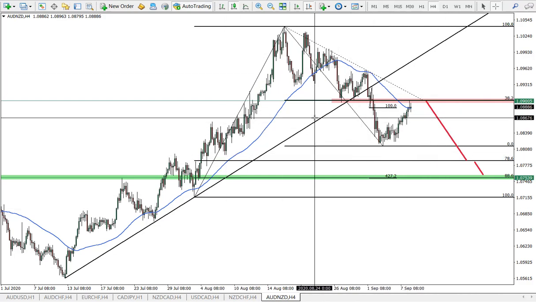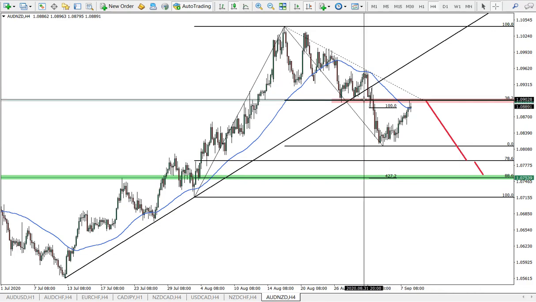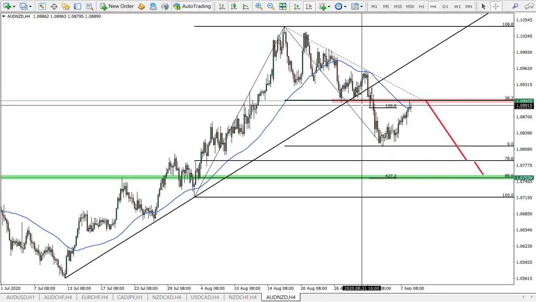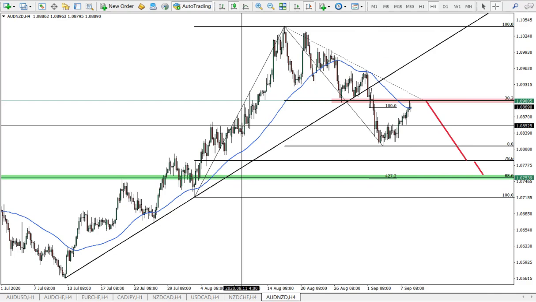Considering that it's a downtrend, it would be reasonable to assume that the price will be moving down once again, and this is only a matter of finding the best opportunity for the expected trend.